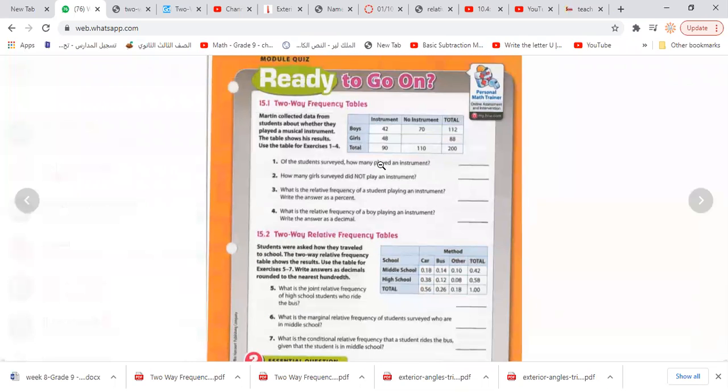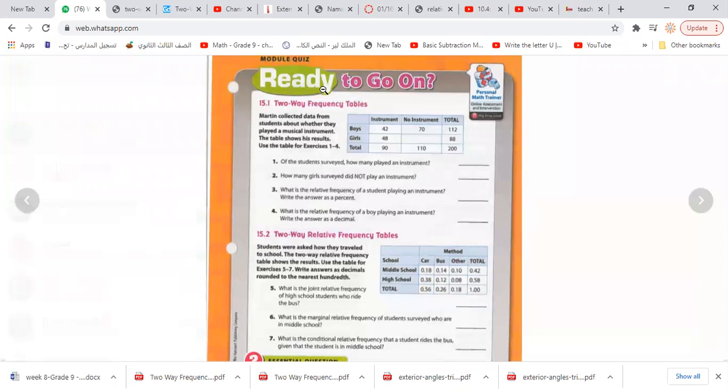So this exercise, we can find it in our book page 465, and we will start with question number 1. This is a two-way frequency table, and we have a missing category. Could you please tell me how we are going to find the missing category in this table? Which category are we missing here?